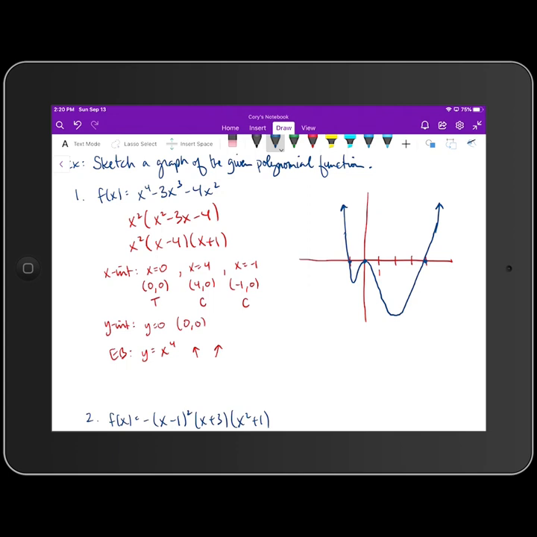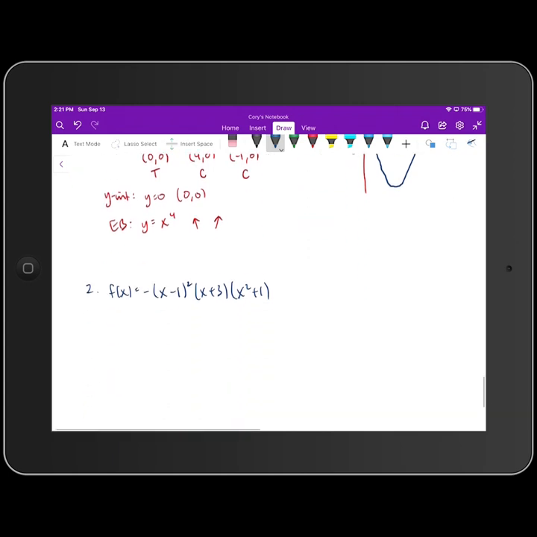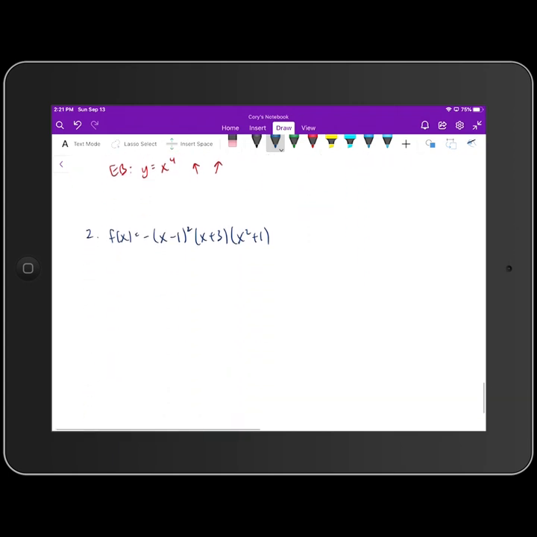Okay, so that right there is a rough sketch of the graph of our function. Now, when we get into calculus, we're actually going to be able to do much more detailed, much more accurate sketches of the graphs of functions of this type. I want you guys to give the second one a try, so go ahead and pause the video, give that one a try, and then turn it back on when you're done to check and see how you did.